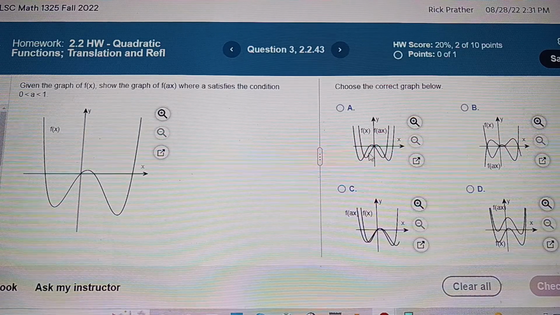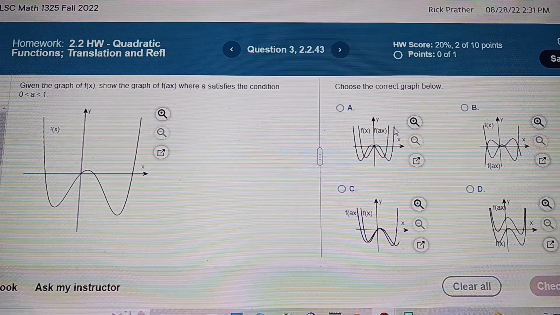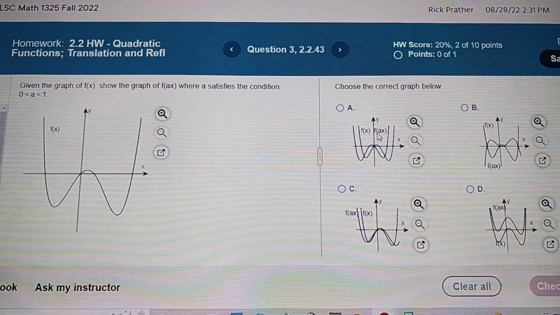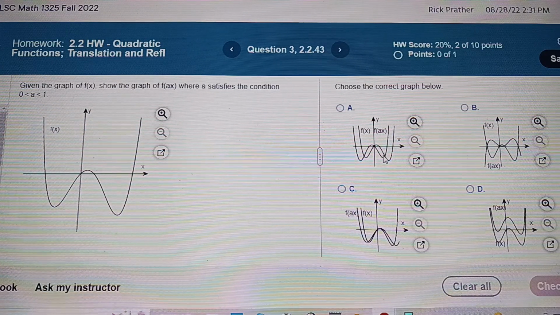They should have done these in different colors maybe, because both of these are black, and they got this f of x labeled here, but then which one isn't that? Oh, I guess it's not. So it's a little hard to follow this because of both of them being black, but the f of x on graph A is this one. And the f of ax is this one.